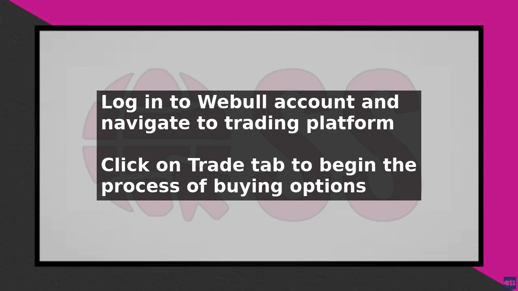First, enter the ticker symbol of the stock you want to buy options for in the search bar and select the stock from the drop-down list. Then, click on the Options tab to view available options contracts. You will see a list of options contracts with different strike prices and expiration dates.